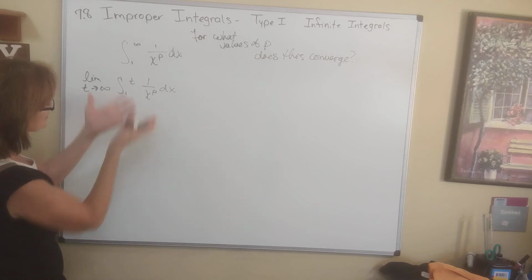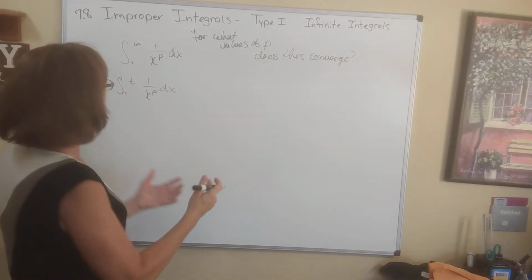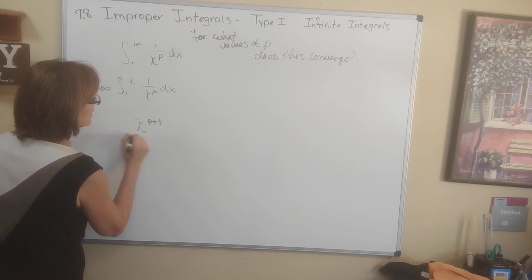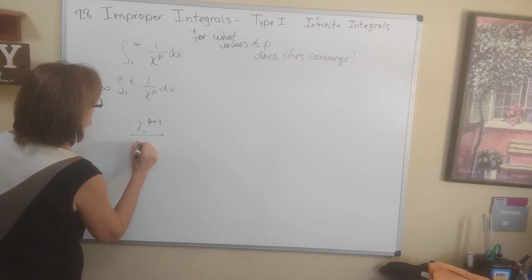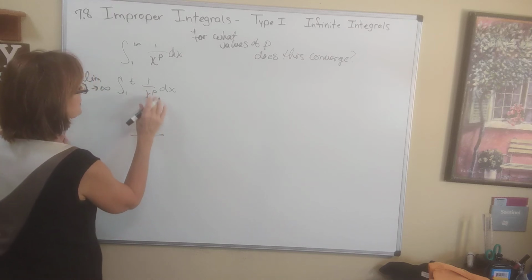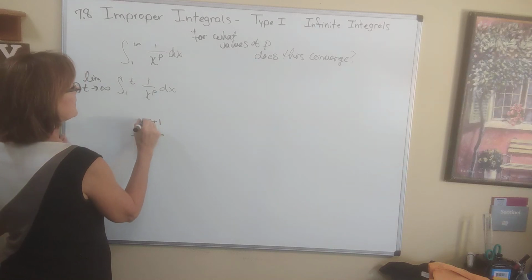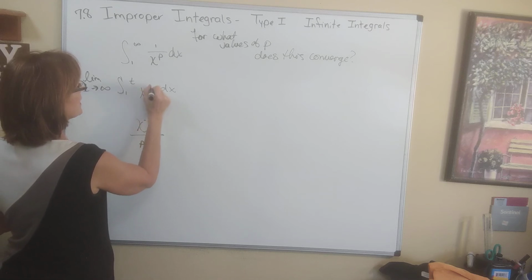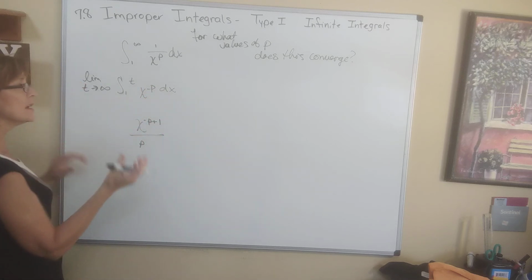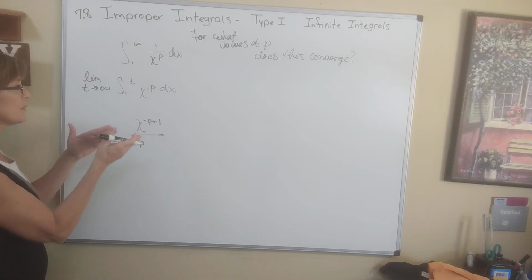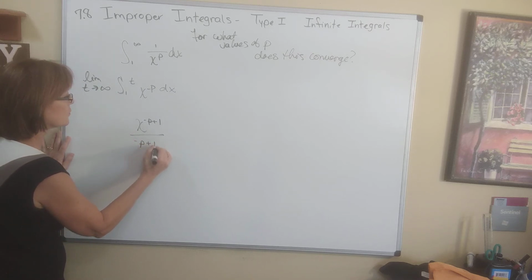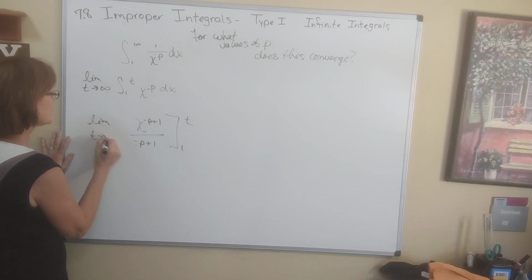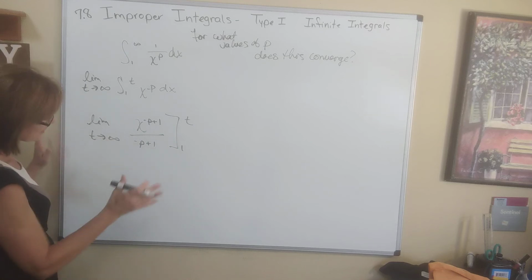So when we do this, the antiderivative of 1 over x to the p is going to be x to the p plus 1 divided by p, oh wait, this is really 1 over x to the p, sorry, negative. If we think of this as 1 over x to the p, as x to the negative p, then the antiderivative will be x to the negative p plus 1 over negative p plus 1. We're going to evaluate this from 1 to t, the limit as t approaches infinity. All right, so this is what we have to do.